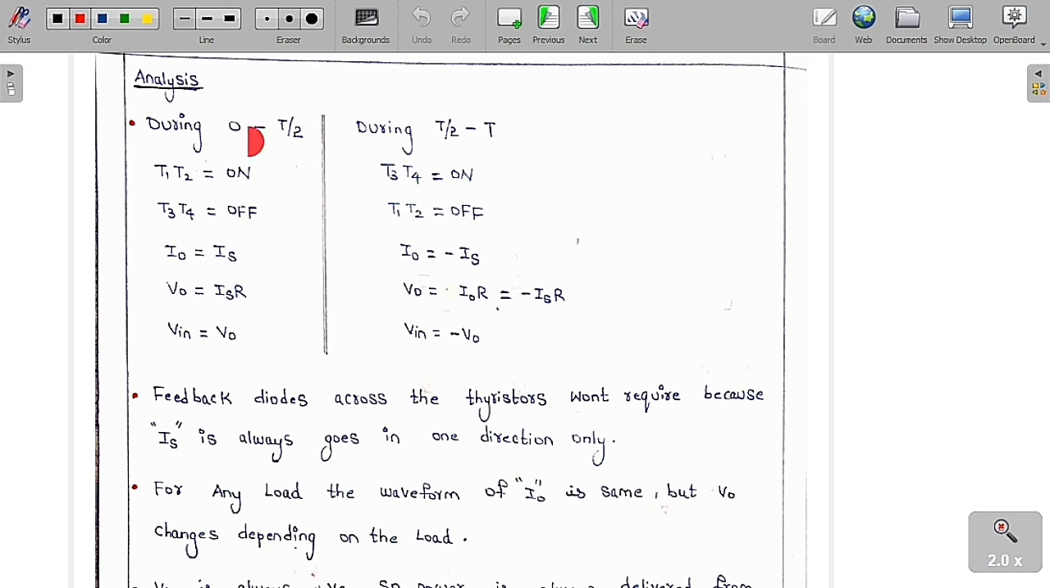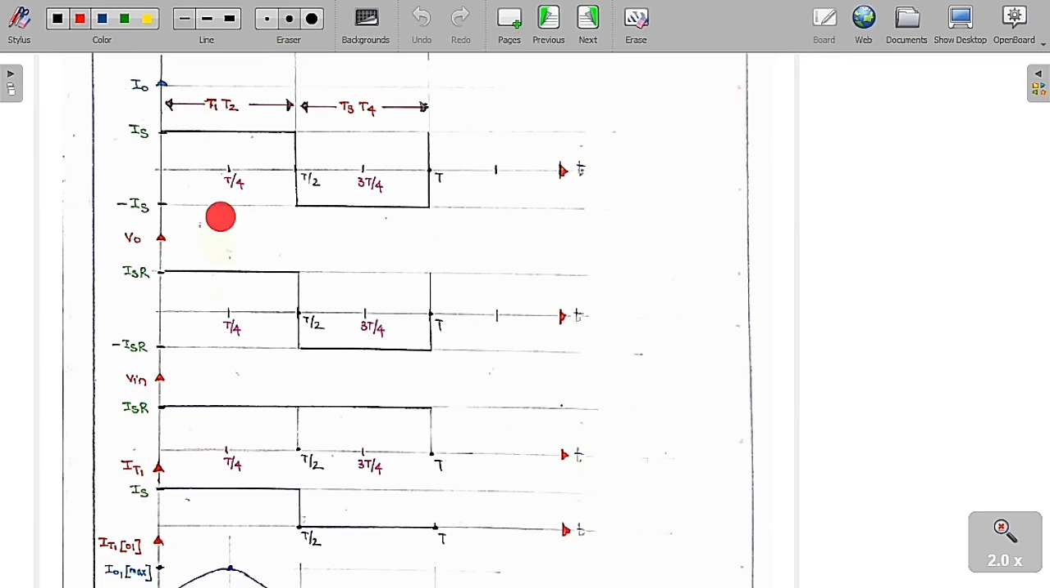Now based on this, we are going to draw the graphs. From 0 to T/2, we are going to turn on T1, T2. Whenever we turn on T1, T2, T3 and T4 are off in this period. So simply we can say that V0 is equal to plus Vin. Also here I0 is equal to IS, and V0 is equal to I0 into R, which is IS into R.